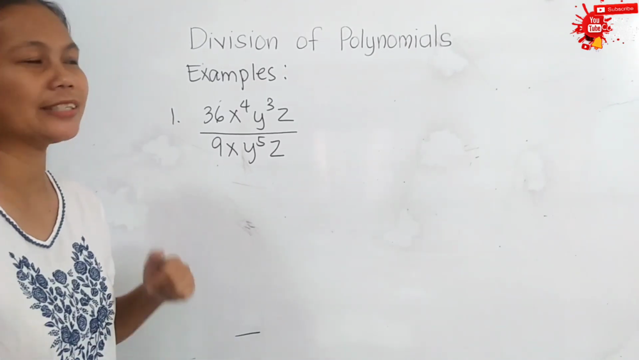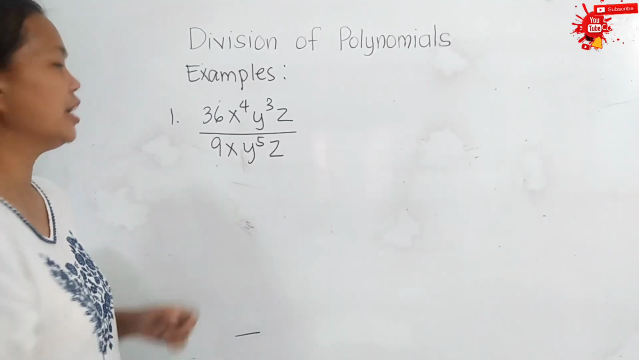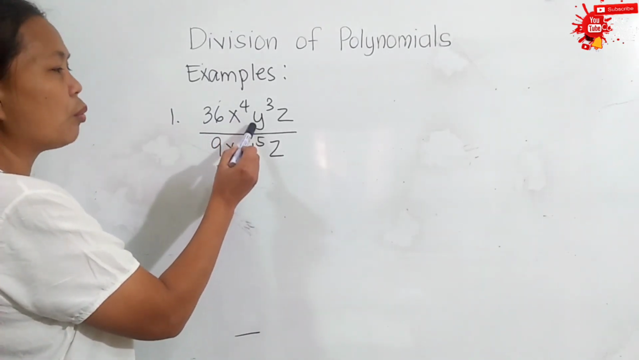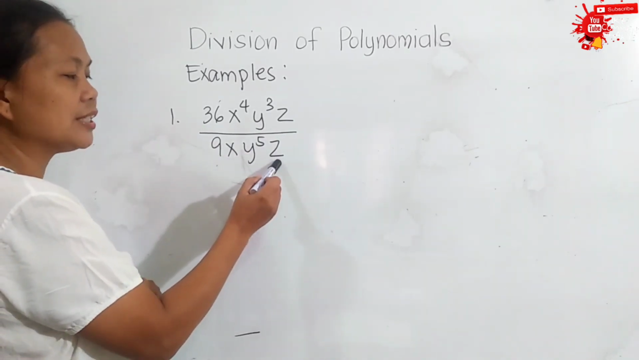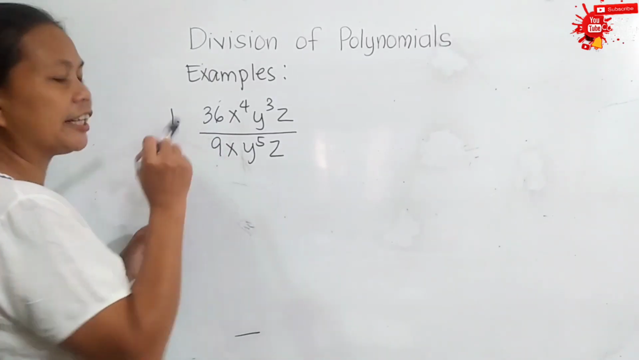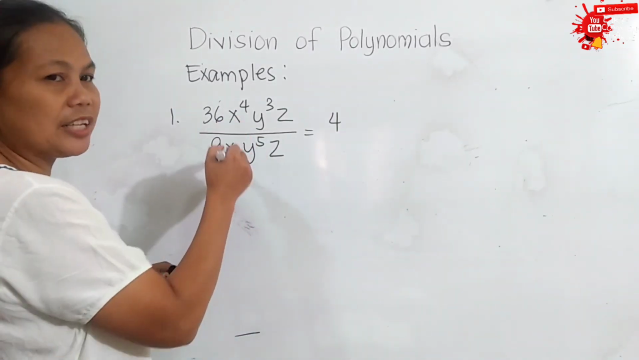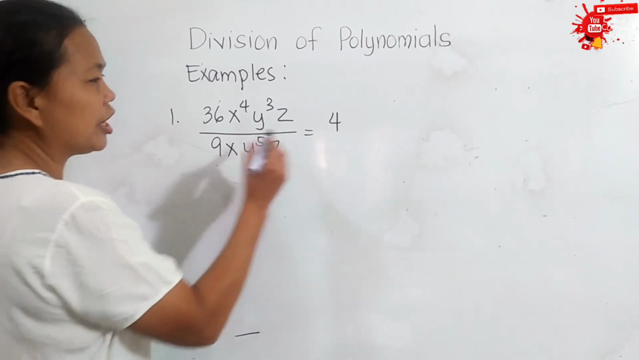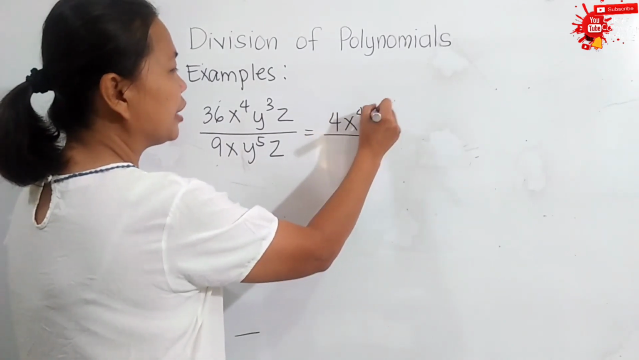And these examples are parallel to the given learning task in Grade 7 Mathematics module. So let us have question number 1. We have here 36x raised to 4 y cubed z over 9xy raised to 5 z. So let us divide the numerical coefficients. 36 divided by 9 is equal to 4. Then we have x, the same base x. The exponent is larger in the numerator than in the denominator, so we will write it in the numerator. Then subtract, so 4 minus 1.